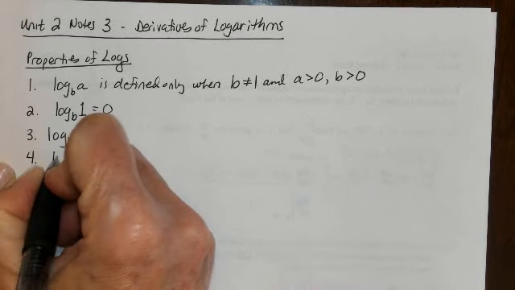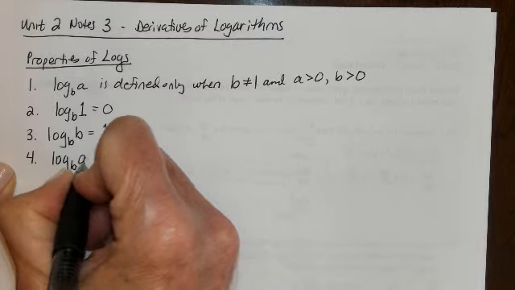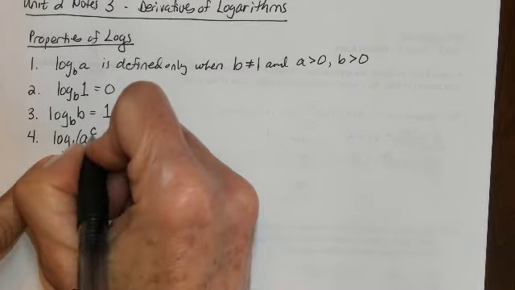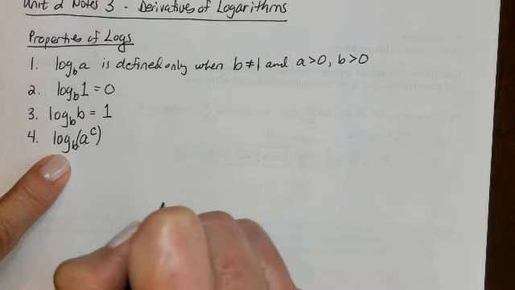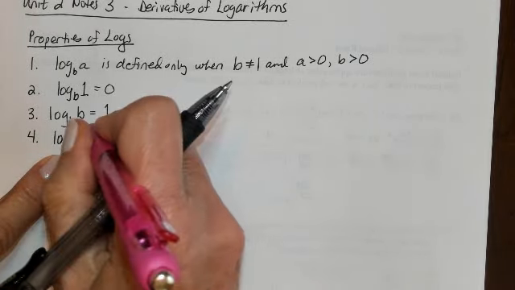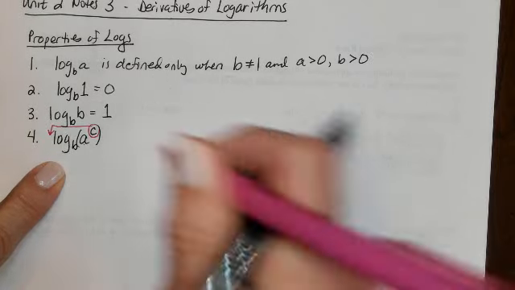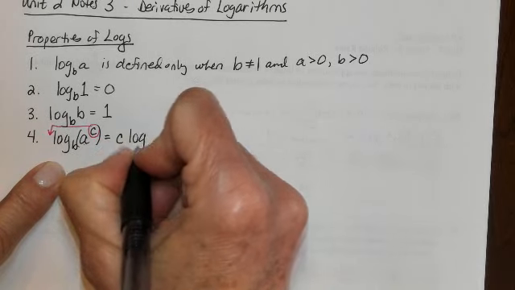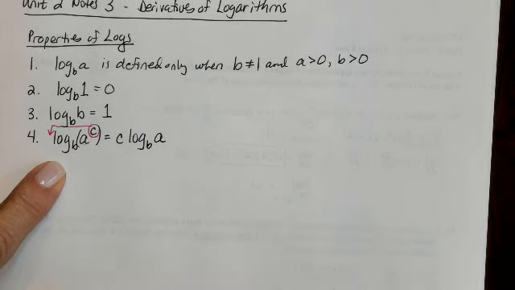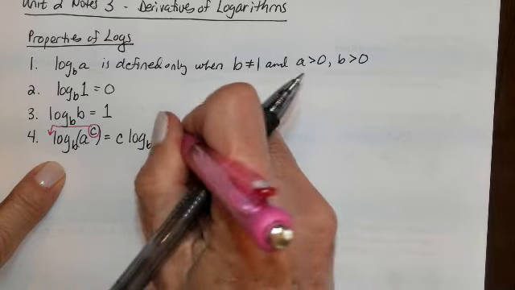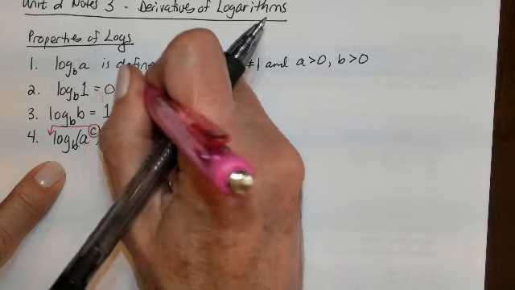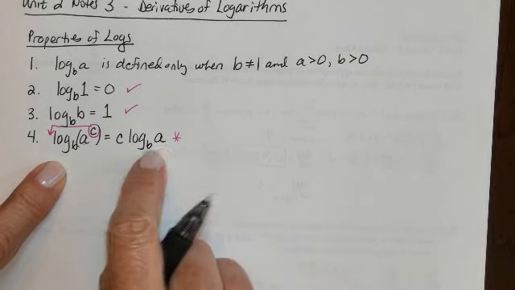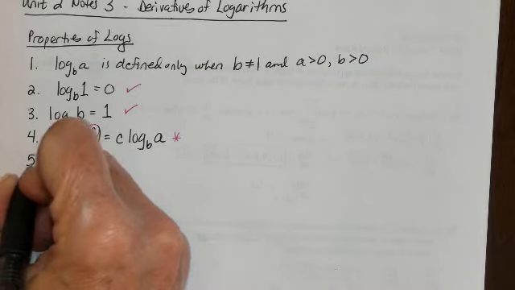Number 4. This is one we use quite often. What if your argument has an exponent on it? If your argument has an exponent on it, you can move the exponent to the front and make it the coefficient. We're going to find that that's very useful for us when we're doing derivatives. We use those in our simplifying, but this is one we use to actually find a derivative. Makes things easier for us.